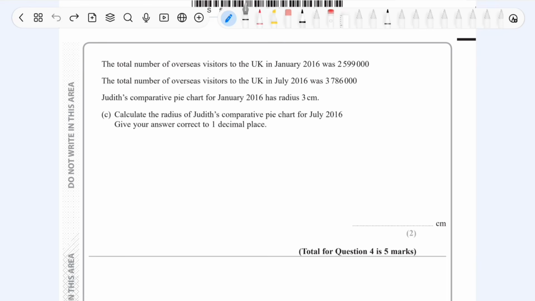Part C now. The total number of overseas visitors to the UK in January 2016 was 2,599,000. The total number of overseas visitors in July of 2016 was 3,786,000. Judith's comparative pie chart for January 2016 has radius 3 centimeters. Calculate the radius of her comparative pie chart for July 2016, giving your answer to one decimal place.